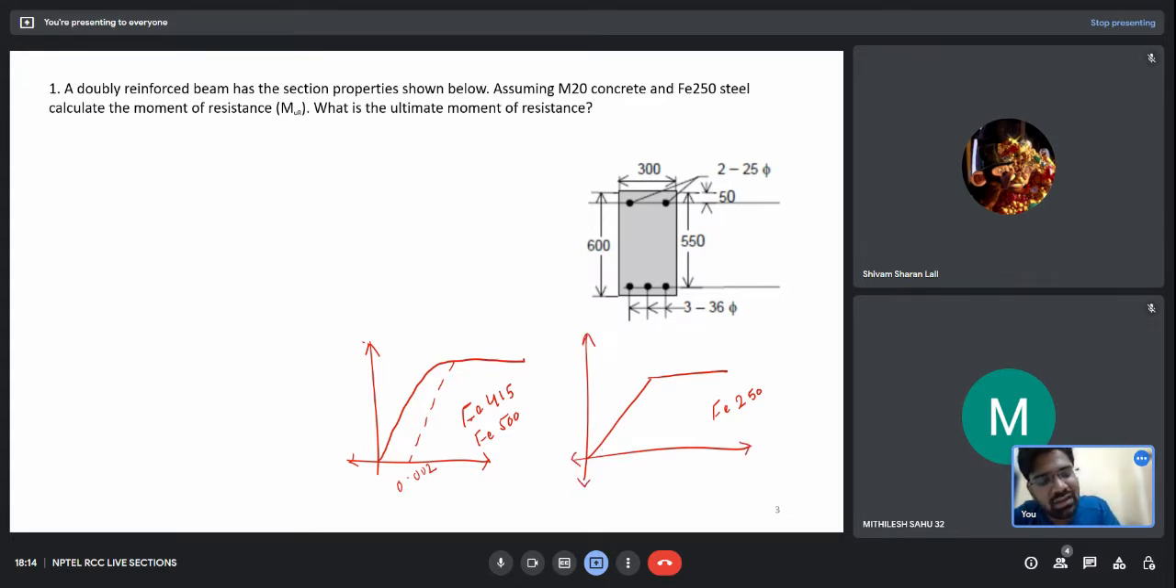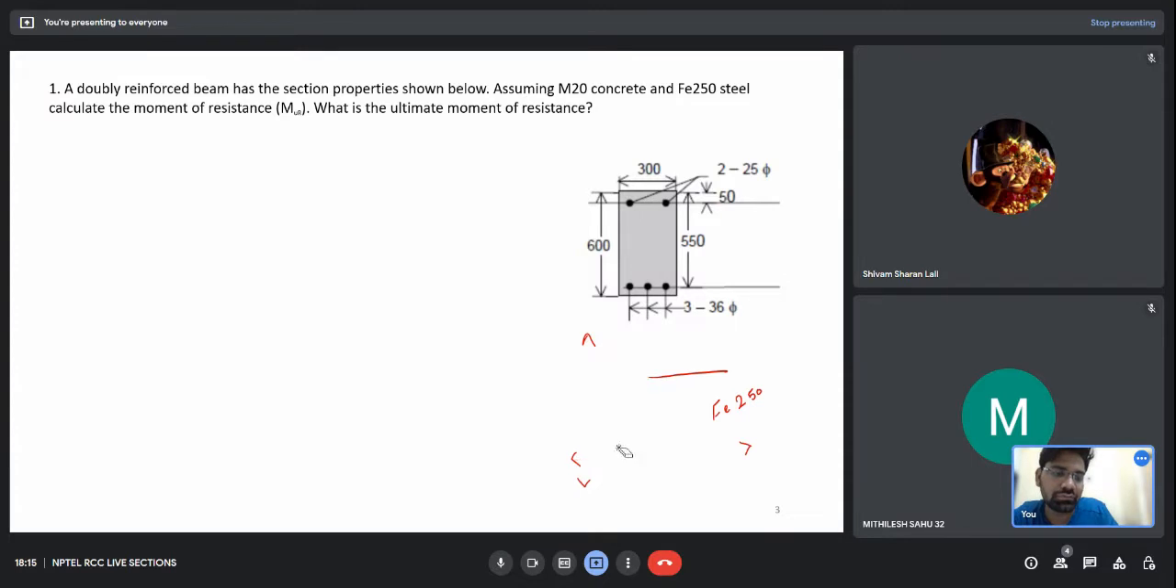As soon as I leave the linear zone in Fe250, I enter into the plastic zone. So this is the elastoplastic region of Fe250. This is a bilinear curve. The other one is also a bilinear curve, but we have a small amount of non-linearity there, because of which there is a proof strain of 0.002. So why did I explain this here? Because in our question we don't have Fe415, now we have Fe250.